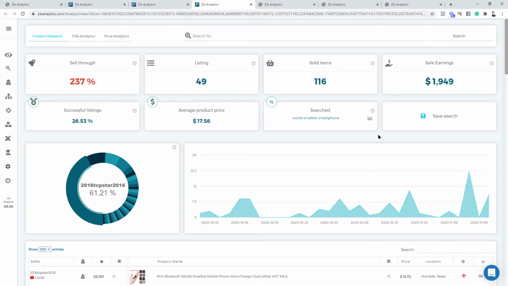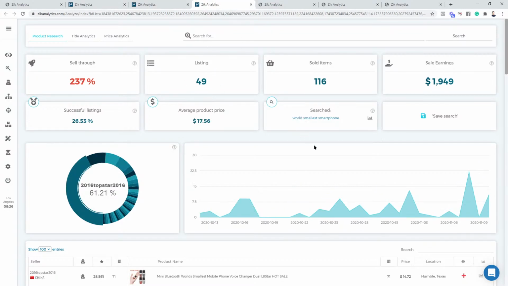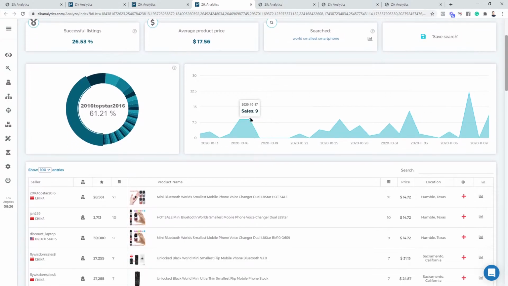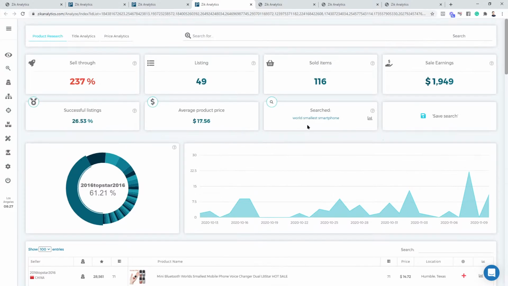I want to ask you guys, do you think a mini smartphone is a better keyword to target? Ahmed says it's a bad idea. So let me show you something, guys. Let me show you and explain very, very important things. World's smallest smartphone is not a bad niche. This is the wrong way of reading the statistics, okay?